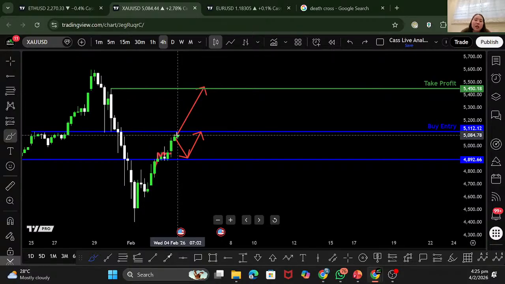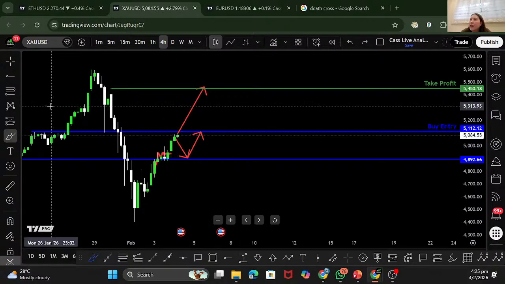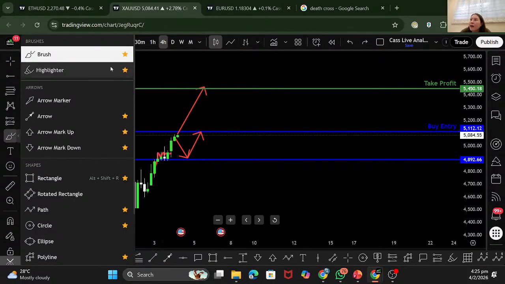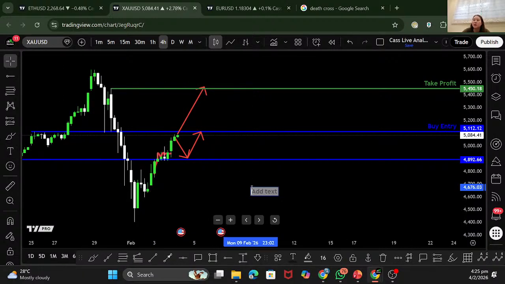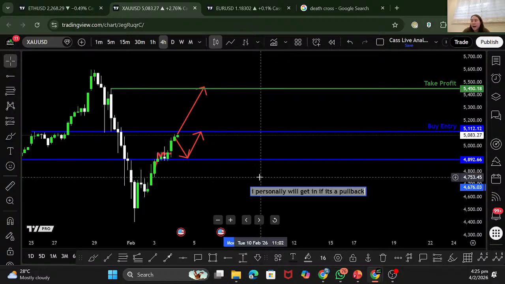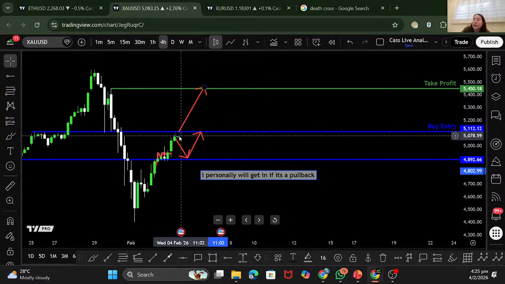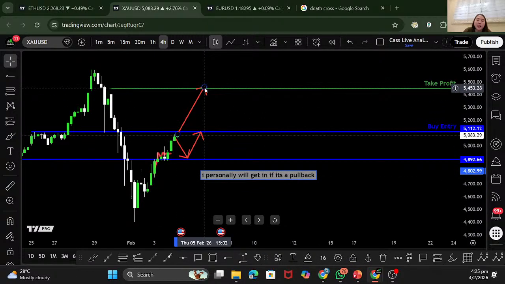I hate playing breakouts. So in the event it pulls back, I will consider getting in a trade. Okay, I personally will, if it's a pullback. But if it does a breakout instead, I'm not getting in a trade.